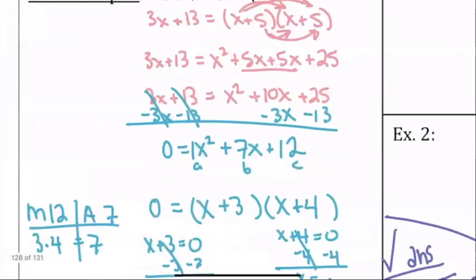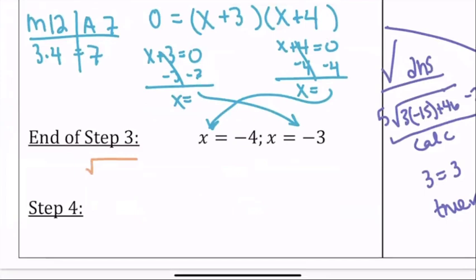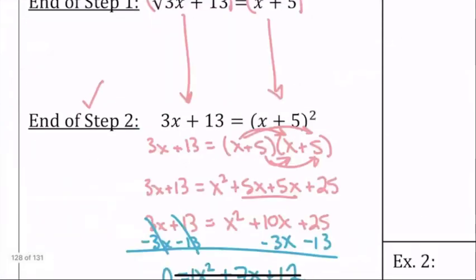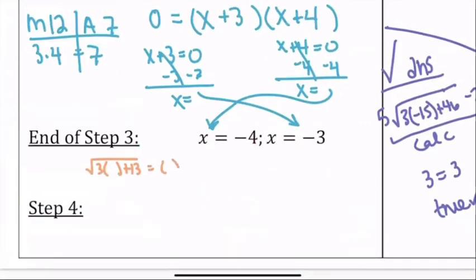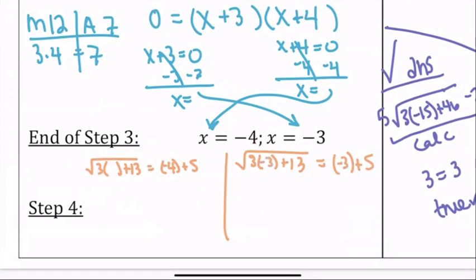But here's our original equation. So it is the square root of 3x plus 13 equals x plus 5. I'm just going to write it in here so I can get ready for checking both my answers. And then I'll just plug in the number that I got for each one. Okay, I got a -4 and a -3. Then what I'll do is just type each side into the calculator like that.